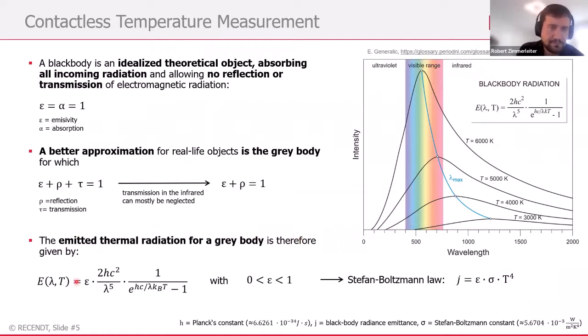So the better approximation for the emitted thermal radiation is the gray body, which is given by this formula down here, which is basically the blackbody radiation scaled with the emissivity of the material, epsilon, with the value of epsilon being between 0 and 1. This also influences the Stefan-Boltzmann law in the same way. And we will later see that epsilon has a strong influence on some contactless temperature measurement methods. It also varies very strongly for different materials and different surface structures, and can give you a very hard time when you want to measure the temperature without touching the sample.